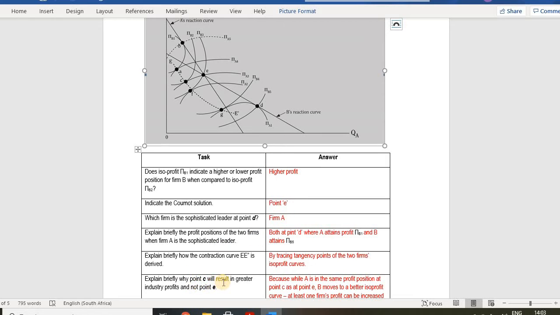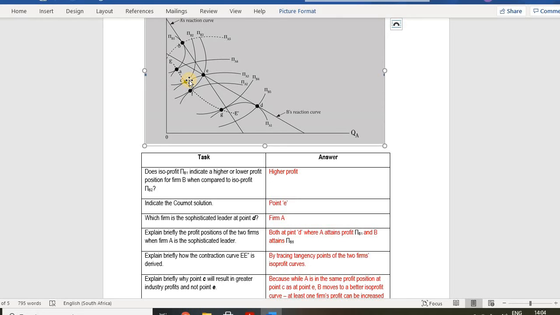Explain briefly why point C will result in greater industry profit and not point E. At point C, there will be greater industry profits because, okay, at this point C, firm A realizes A3 profits, okay, and then firm B realizes B2 profits, okay?